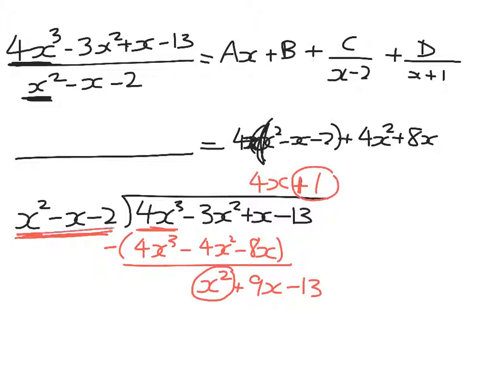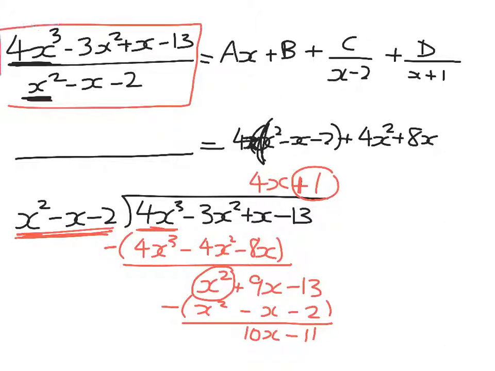multiplying through, and see how nice and clean this is compared to the keep it all in the fraction approach. So subtracting that, x squared minus x squared gives me 0, 9x plus x gives me 10x, negative 13 plus 2 gives me minus 11. So we're nearly there. On the next slide, we're going to write that out in fraction form, and then all we have to do is our easy one-step partial fraction method.